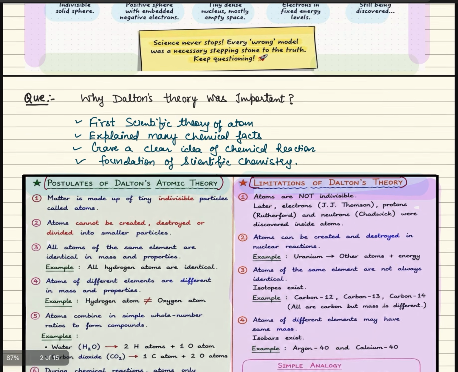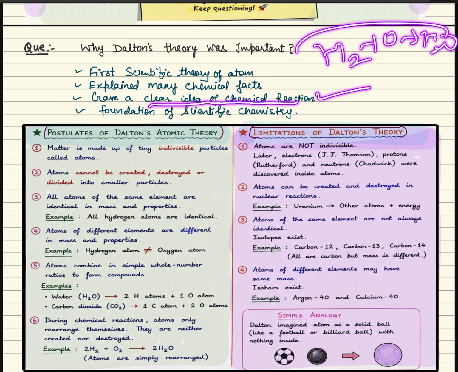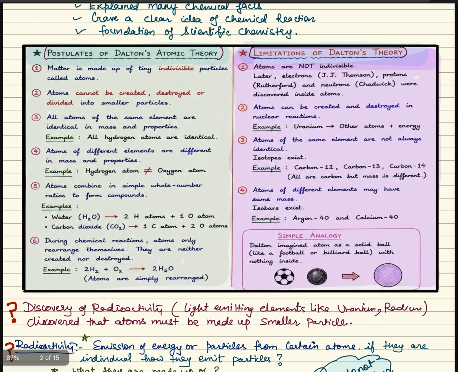So let's start. Why was Dalton's theory important? First, because it was a scientific theory and it explained many chemical facts. It gave a clear idea of chemical reactions. Hydrogen and oxygen combining is a chemical reaction, and this was the foundation of scientific chemistry. That's why it was very important. And here I have mentioned the postulates.